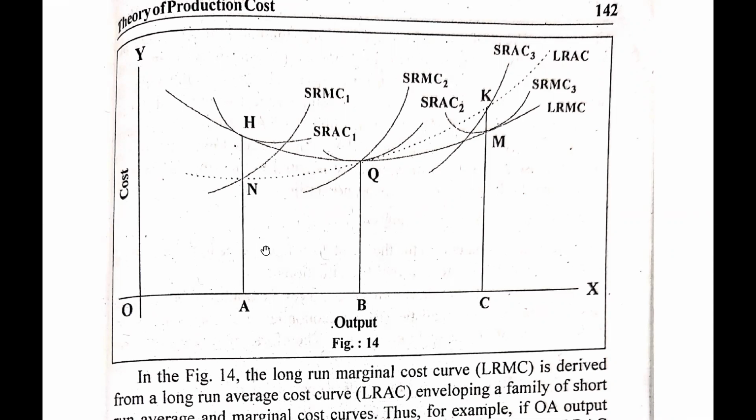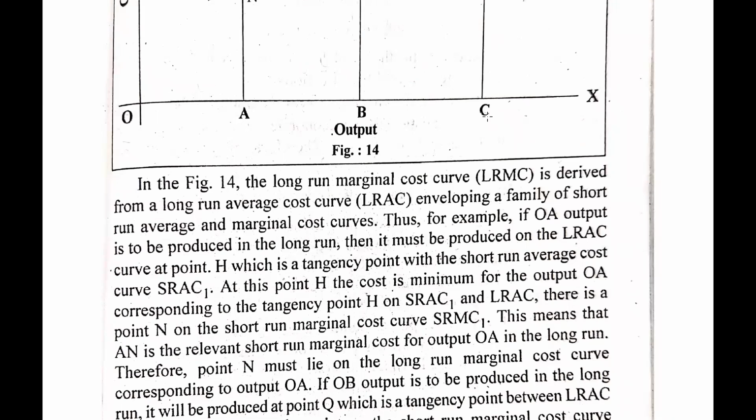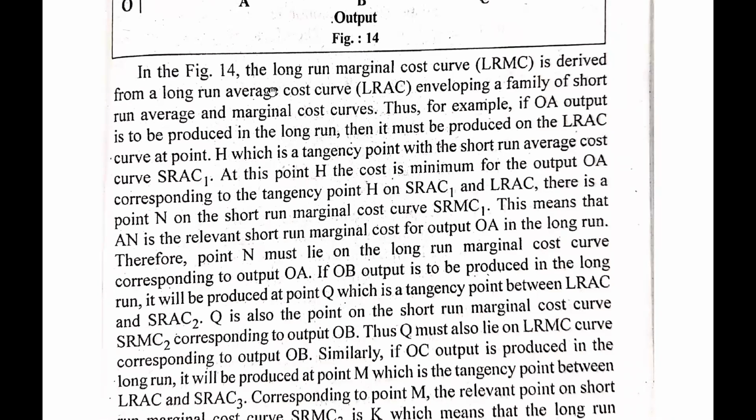So guys, when we add many short run marginal costs or short run average costs, they will become long run marginal cost and long run average cost. Let's see the explanation given below the diagram. In figure 14, the long run marginal cost curve LRMC is derived from the long run average cost curve LRAC, enveloping a family of short run average and marginal cost curves.